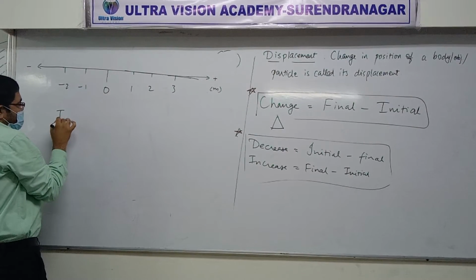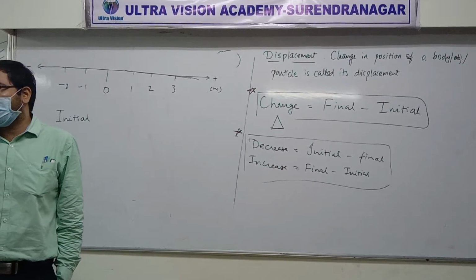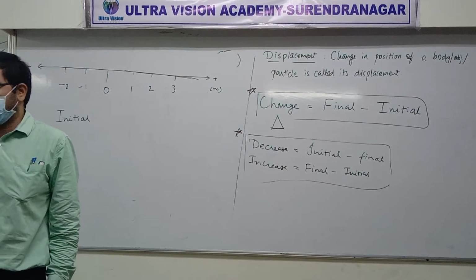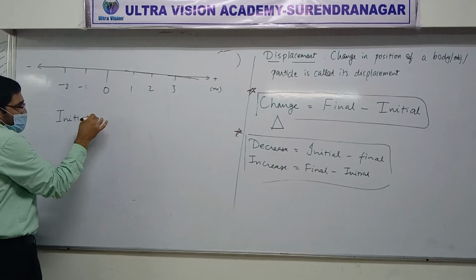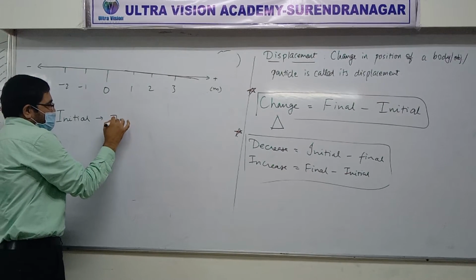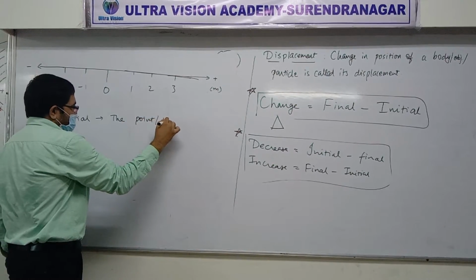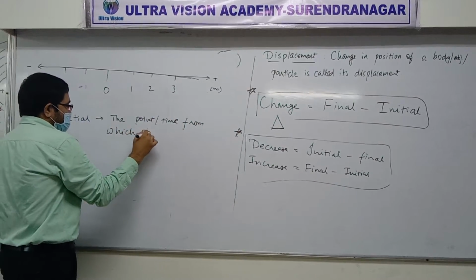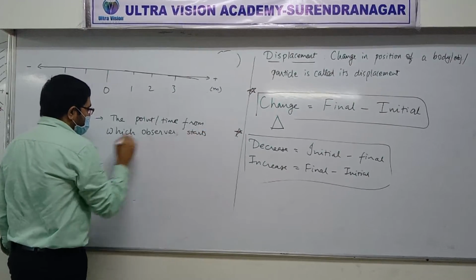Okay, first of all, again I want to make it very clear to you. What is the meaning of initial? Initial means at start. And now many of you would suggest that initial means from where we start, but it's not that simple, right? So let me be clear. When we talk about initial in motion, initial typically refers to the point or time from which the observer starts observing. Observer starts observing.